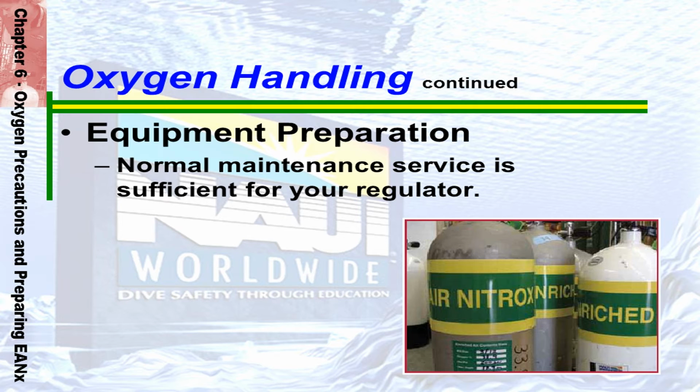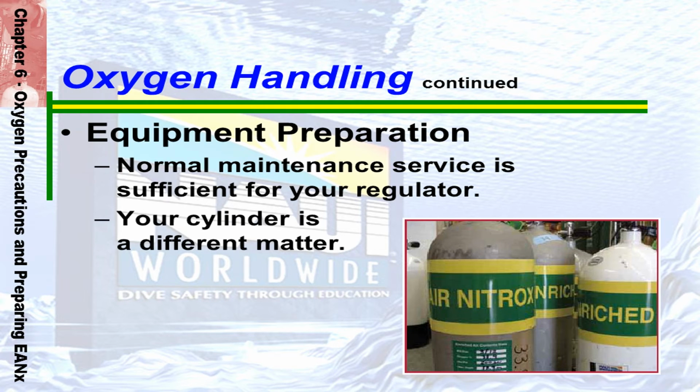The same general cautionary statement is true of all scuba equipment that will be used with nitrox up to Nitrox 40: submersible pressure gauges, BC inflators, BCs, etc. For all scuba gear, cleaner is better, and the prudent diver takes good care of his or her life support equipment. Your cylinder is a different matter.